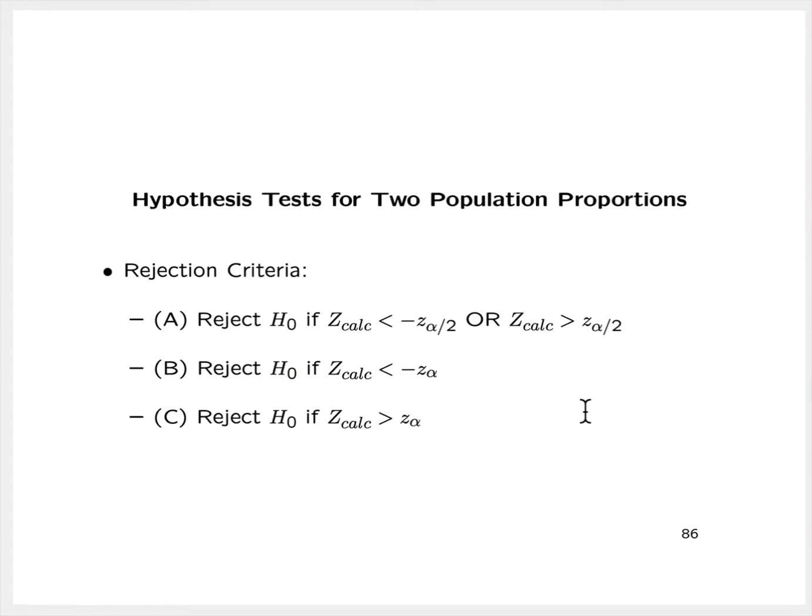Okay, so then the rejection criteria. If we have a two-tailed test, we would reject the null hypothesis if the test statistic is either really small or really large. Specifically, if z-calc is less than negative z sub alpha over 2, or if z-calc is greater than positive z sub alpha over 2. For a left-tailed test, we would reject the null hypothesis if z-calc is less than negative z sub alpha. And if we have a right-tailed test, we would reject the null hypothesis for large values of the test statistic z-calc. So specifically, if z-calc is greater than positive z sub alpha.